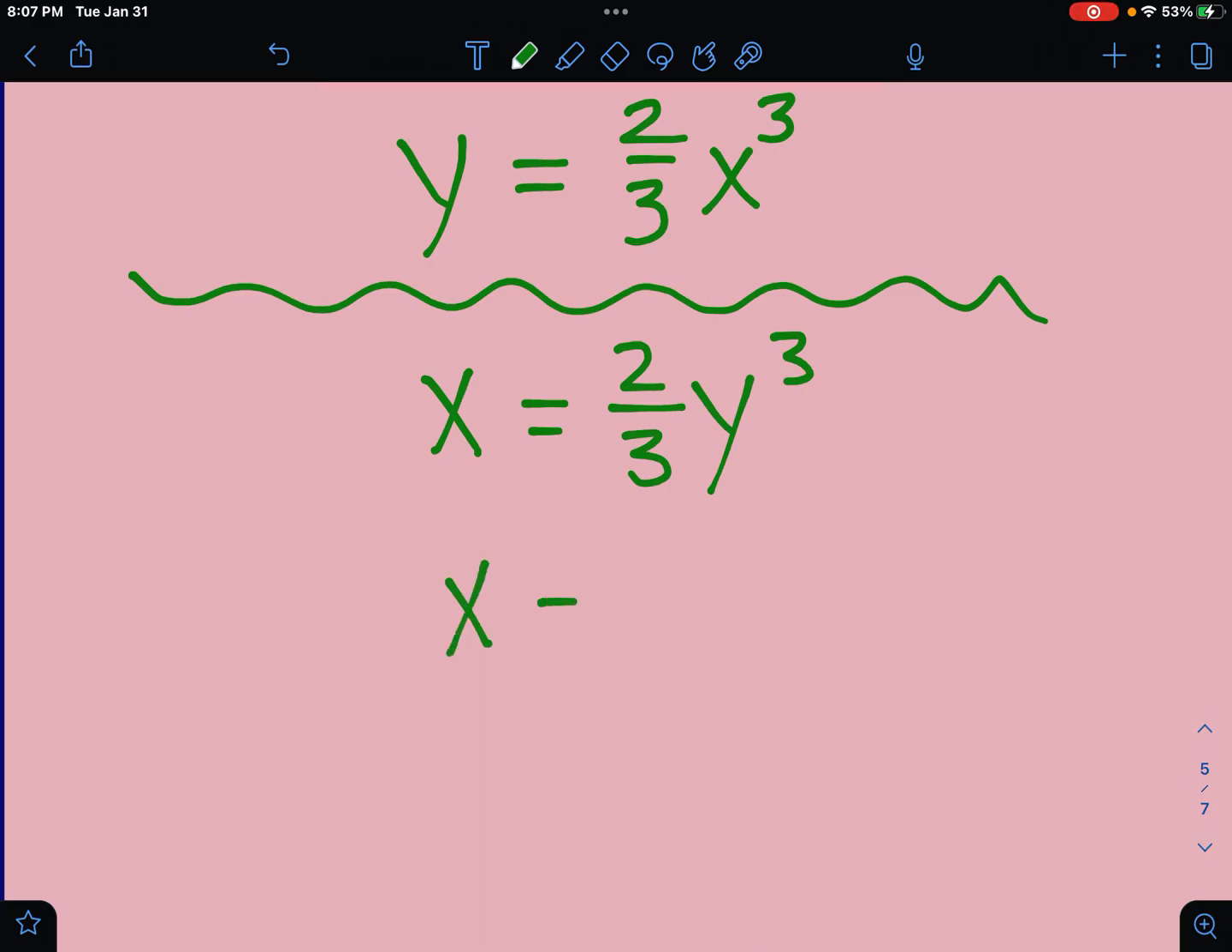Now I'm going to rewrite this a little bit and make some room here. I need to get rid of this fraction, 2 over 3. I want the coefficient of this y cubed to be 1. I need the number in front of the y cubed to be 1. What I'm going to do is multiply by this thing called the reciprocal.